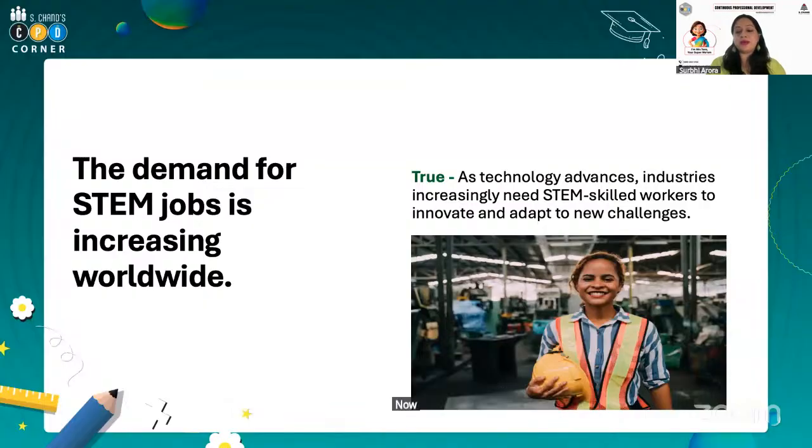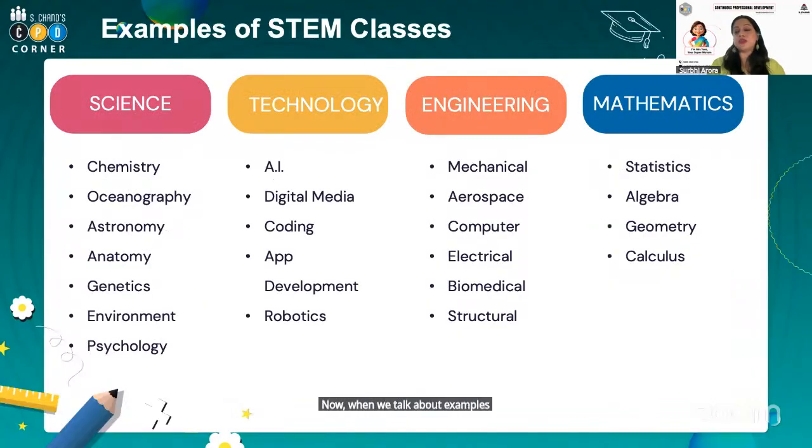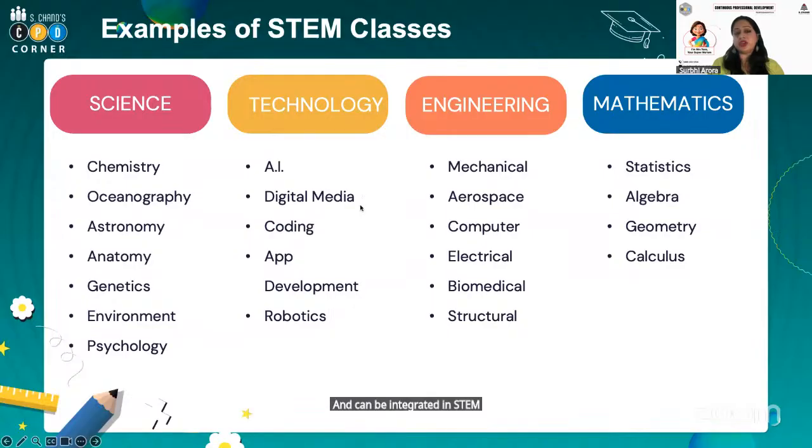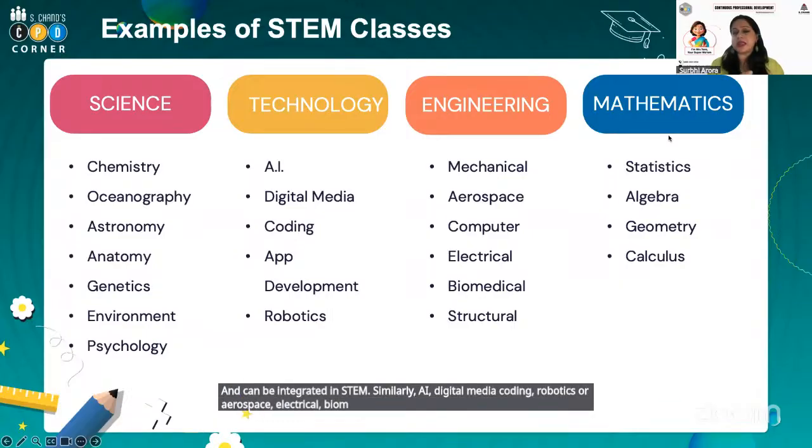Now, when we talk about examples of STEM education, that's why I was talking about that. Let me show you a lot of fields and how they are related. When we talk about science, concepts like chemistry, oceanography, astronomy, anatomy, all kinds of subjects can be brought together in one segment and integrated in STEM. Similarly, AI, digital media, coding, robotics, or aerospace, electrical, biomedical engineering, and then statistics, algebra.